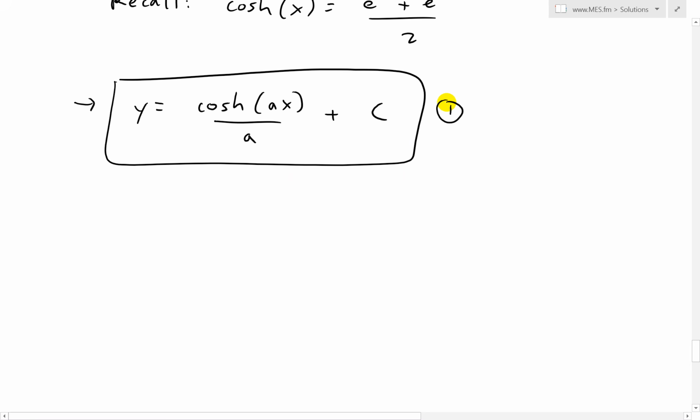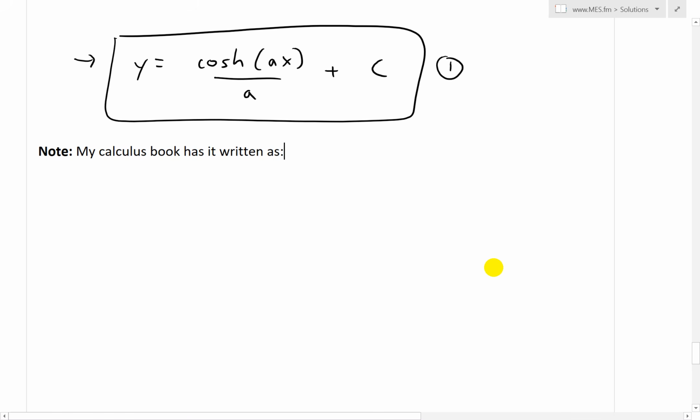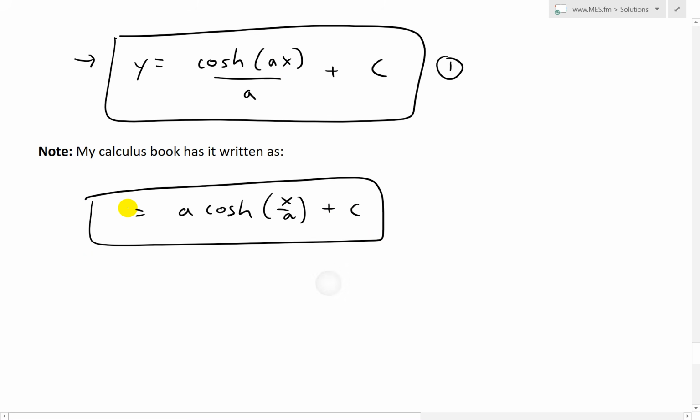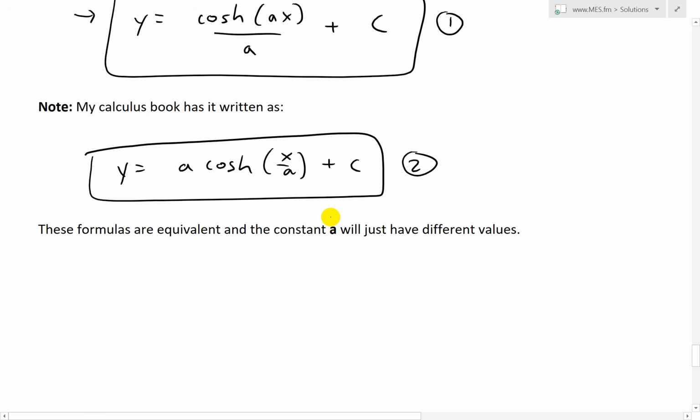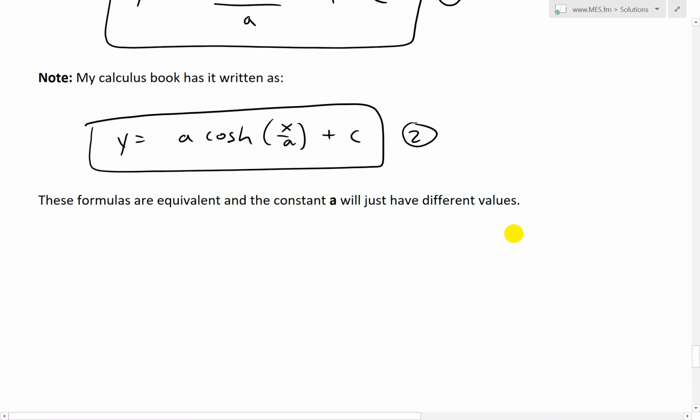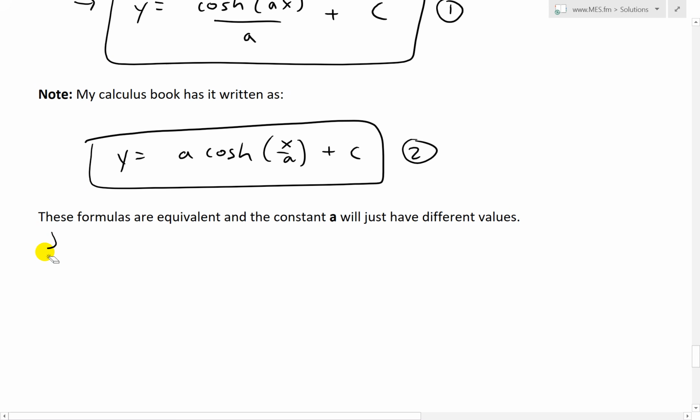But you could also rewrite it differently. My calculus book has it written as y equals a hyperbolic cosine of x over a, plus c. Some people like it divided by a inside the hyperbolic cosine. It's the same thing, it just means different values of a. This is equation 2. These formulas are equivalent, and the constant a will just have different values, and you can even see this from above.